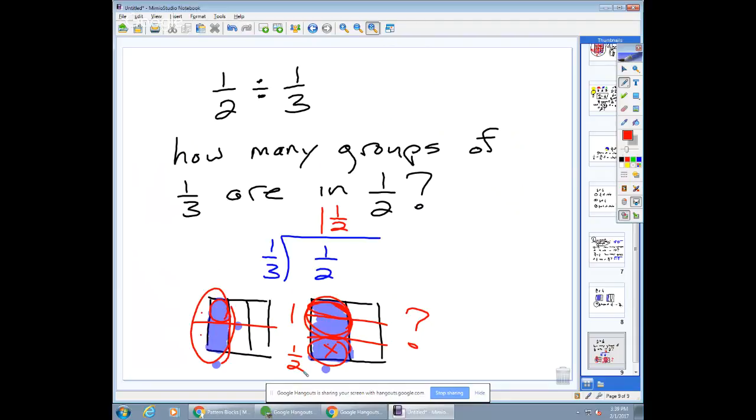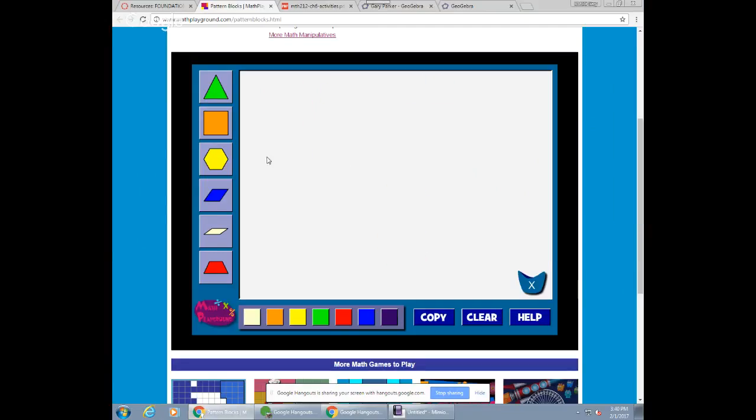Can we try that with the pattern blocks? Let's give it a try. So I am going to clear my screen. This time I'm going to take this as one unit right here. So we're going to use a single hexagon as one. And I want to know how many thirds go into a half, right? This is 1/3, that's 1/2.